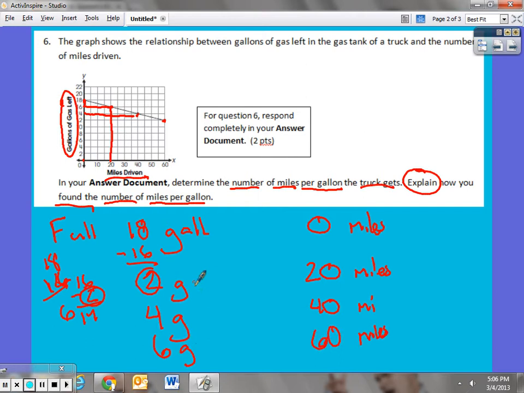Okay, what can I do to 2 to make it 20? I could times by 10. What can I do to 4 to make it 40? I can times by 10. What can I do to 6 to make it 60? I can times by 10. The magic number here seems to be 10.